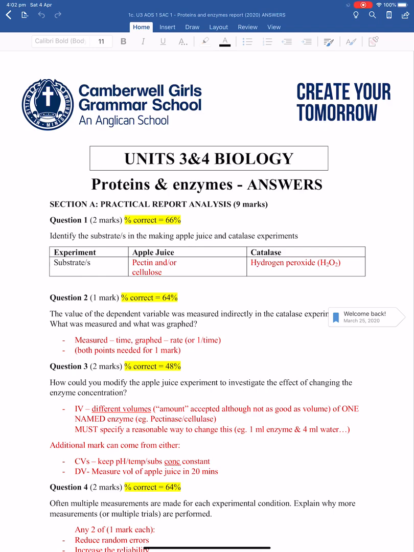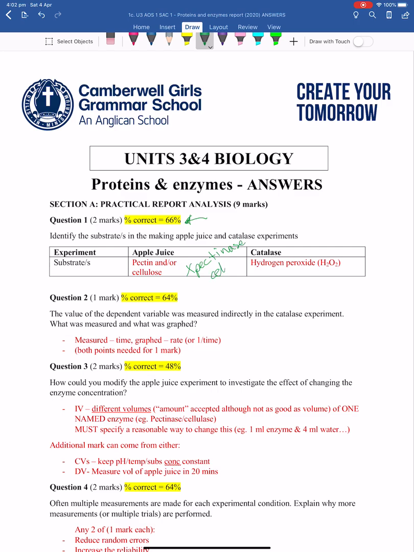What I've done here, you can see, is that I have told you what our average percentage was for each question. So this one was an okay-ish question. You had to identify the substrates in both the apple juice and the catalase experiment. The apple juice one, your substrate was, I was happy to accept pectin, cellulose, or both. I could not accept pectinase or cellulase because both of those are enzymes.